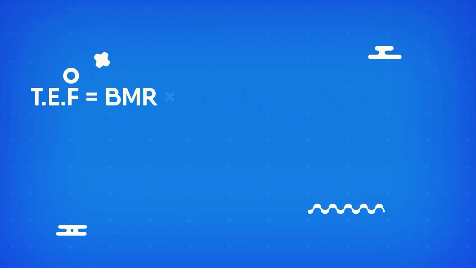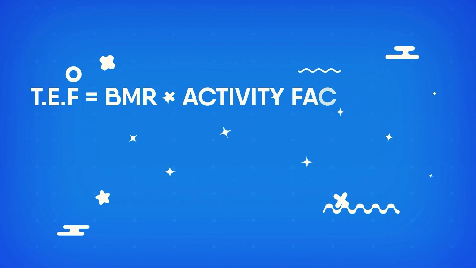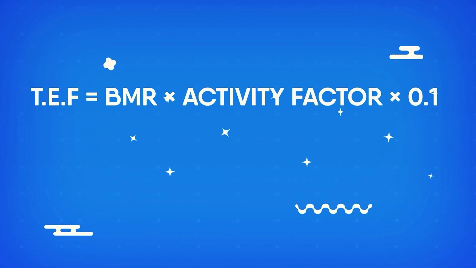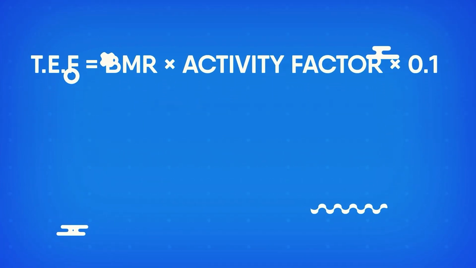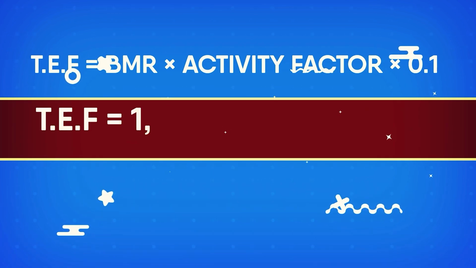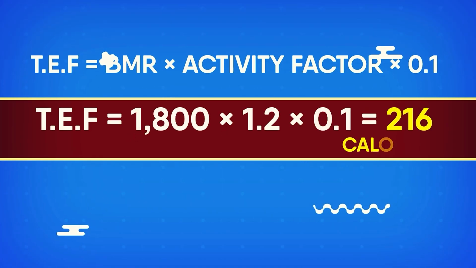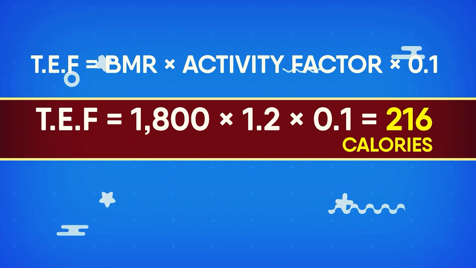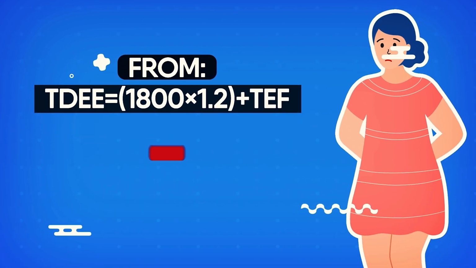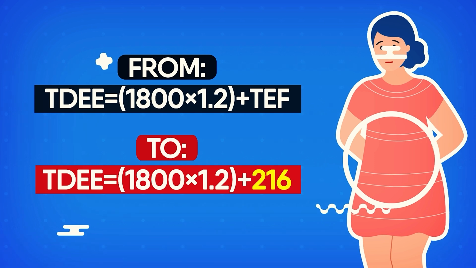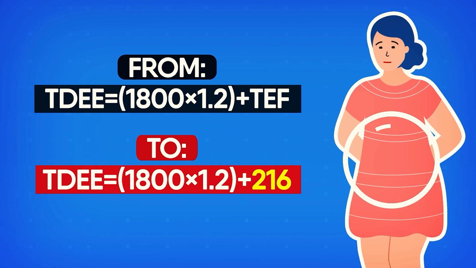TEF equals BMR times activity factor times 0.1. So for Emma, TEF equals 1,800 times 1.2 times 0.1 equals 216 calories. This means Emma's body uses roughly 216 calories just to process her meals each day.